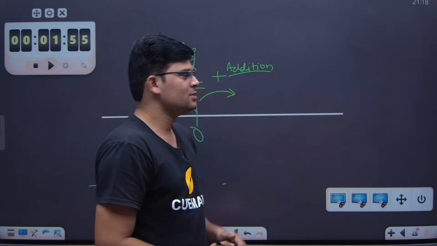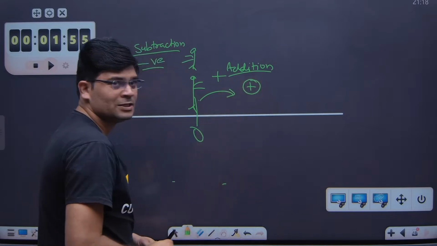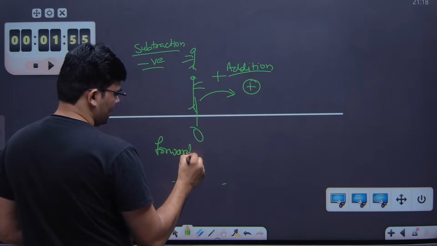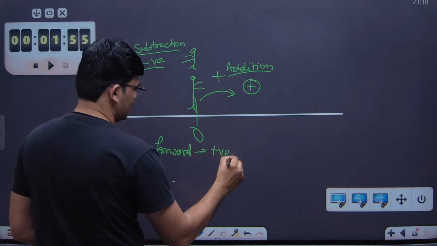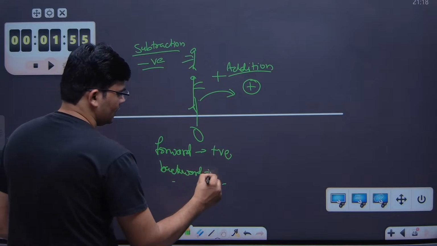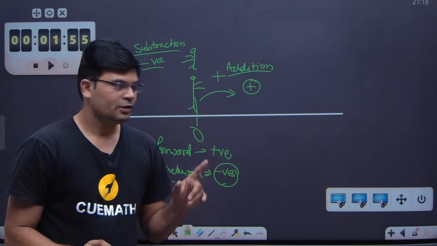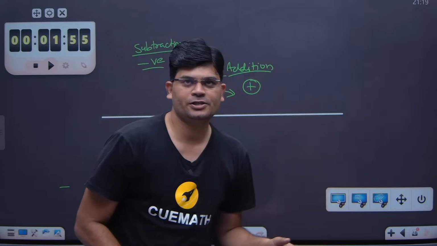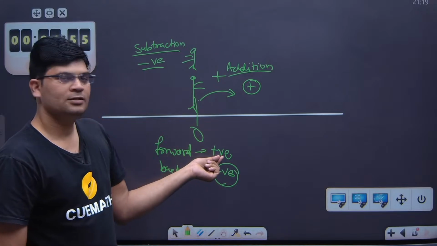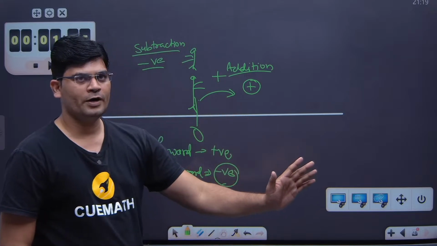Moving forward means plus. So I will write: forward means plus. Backward means negative. Are you getting it? The first positive is the addition. The first negative is the subtraction. The sign attached with the number means you are either moving forward or backward.